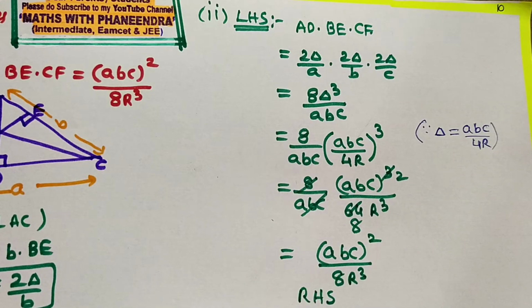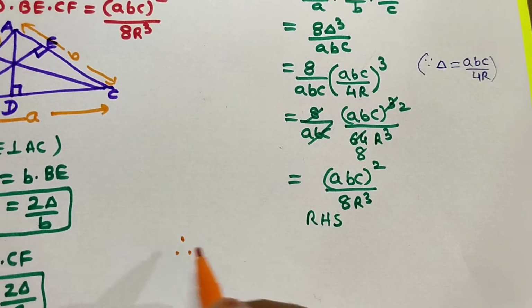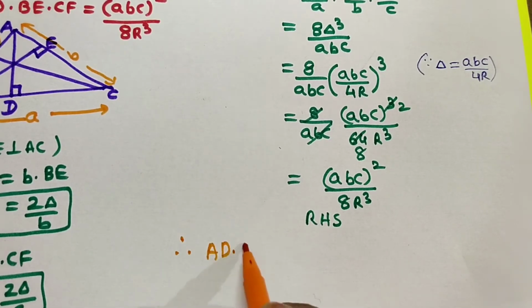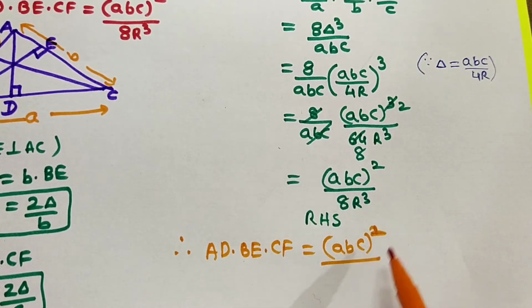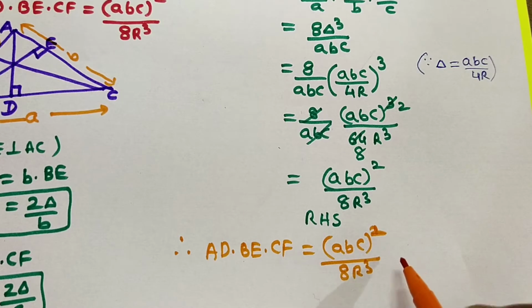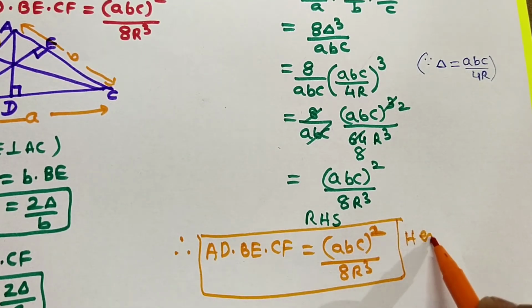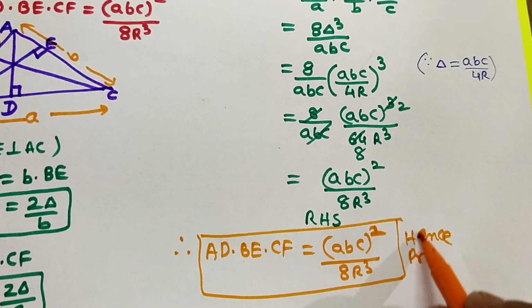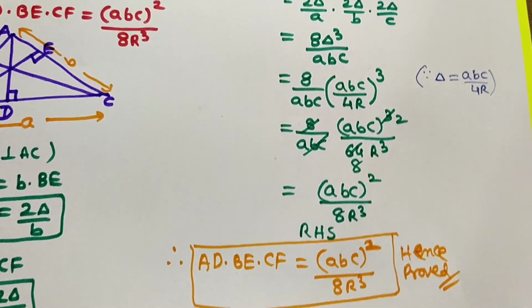Therefore, conclusion step: AD into BE into CF is equal to abc whole square divided by 8R cube. Hence proved. We'll move to the next one.